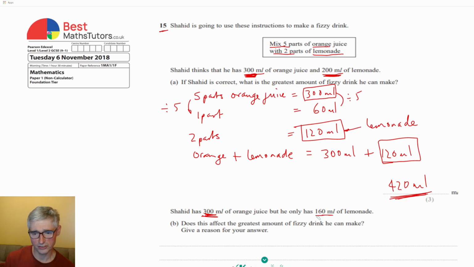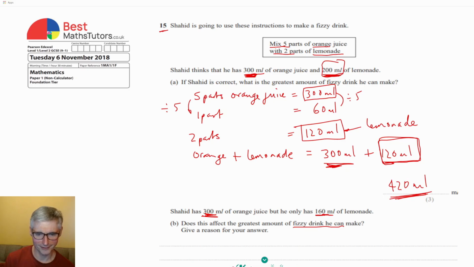So he says that actually he adds the 300 millilitres of orange juice, but in reality he only had 160 millilitres of lemonade when previously he thought he'd got 200 millilitres of lemonade. It asks, does that affect the amount of fizzy drink that he can make? Well, the answer is he only needs 120 millilitres of lemonade before he uses all his orange juice anyway. So in fact it doesn't make any difference because he only needs 120 millilitres.